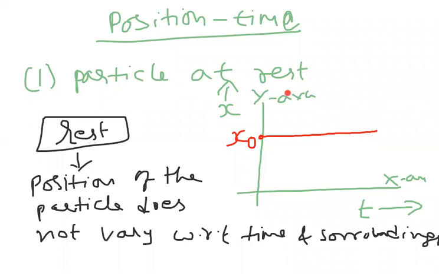This is the first basic graph. A line parallel to the x-axis means the slope is equal to 0. I explained in the last class how to handle straight line graphs, parabola graphs, everything. From that information, I can write the slope is equal to 0. So this is the first situation, the particle at rest.